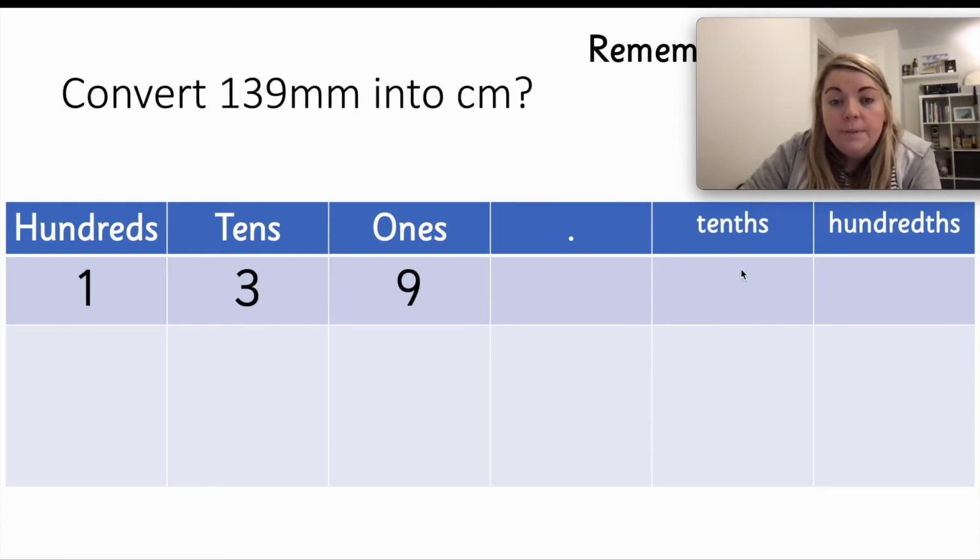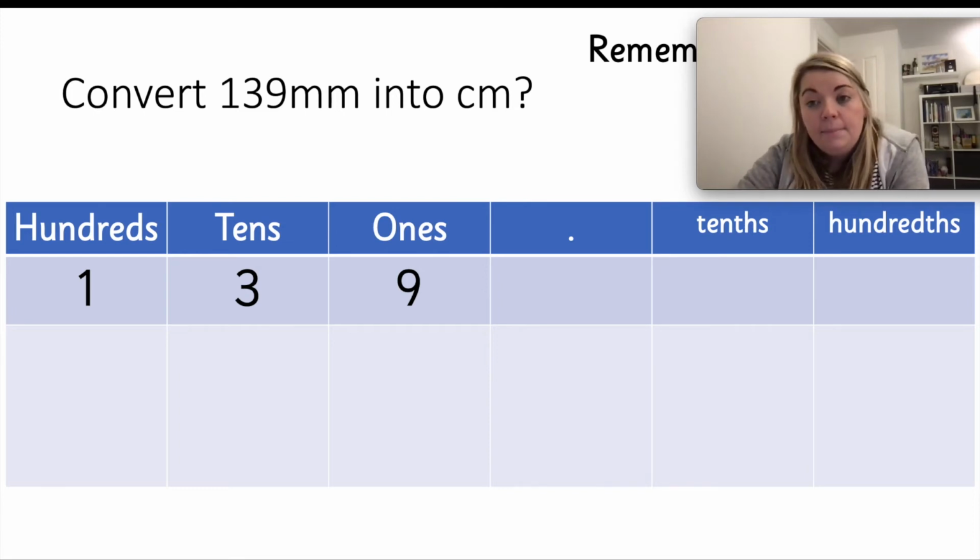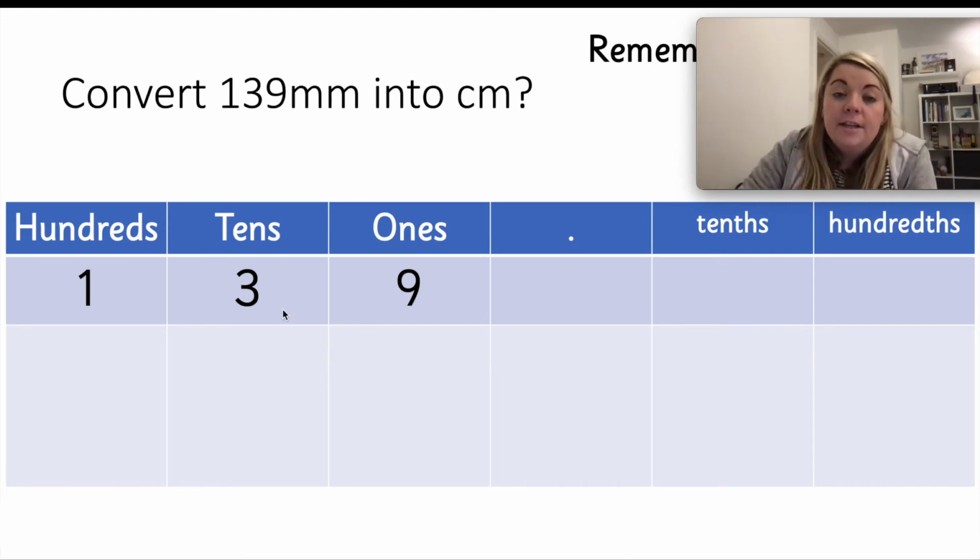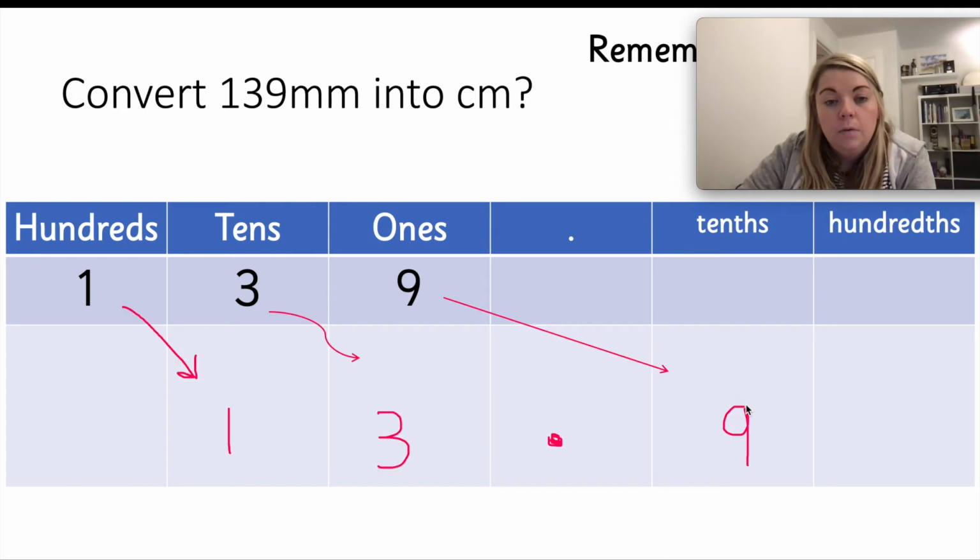If I was going the opposite way, converting from millimetres into centimetres, then I do the reverse, and the reverse of multiplying by 10 is dividing by 10. So to divide by 10, all I do is move my numbers one place value column to the right, so the numbers get smaller. So 139 millimetres, my 1 from my 100 will move to my tens column, my 3 will move to my ones column, and my 9 moves across the decimal point to my tenths column, like so. So 139 millimetres is the same as 13.9 centimetres.